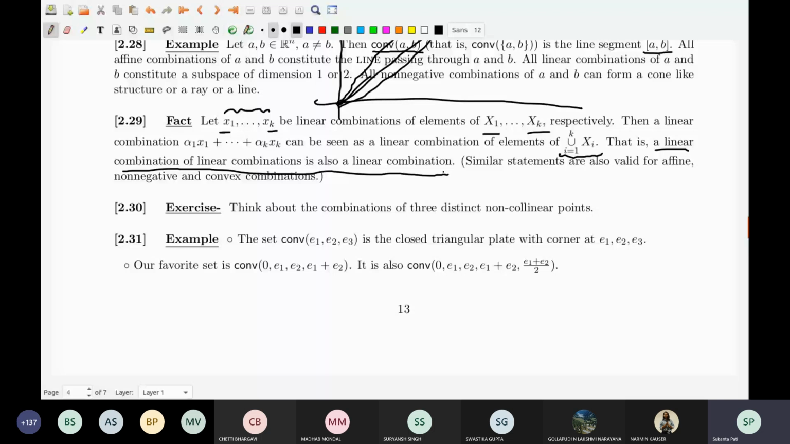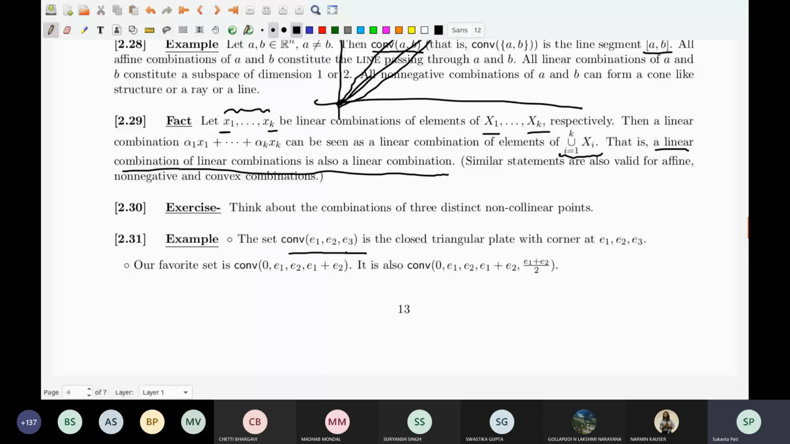Similarly, affine combinations, you check them. Think about different types of geometrical interpretation of different combinations of three distinct non-collinear points. What is this? The convex hull of E1, E2, E3. Well, this is the closed triangular plate with vertices E1, E2, E3.